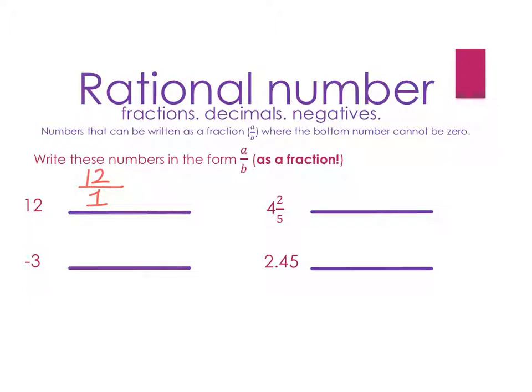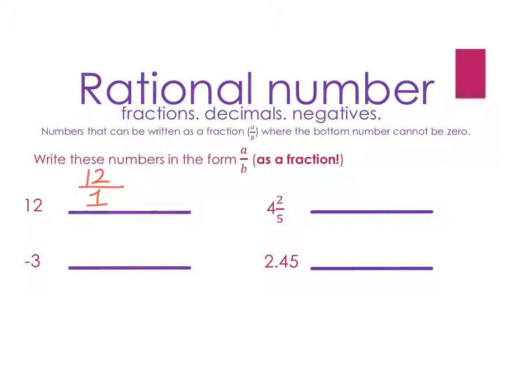So 12 as a fraction would be 12 over 1. I wrote 12 in the form a over b, and in the form a over b, 12 is 12 over 1. Our next number is -3.